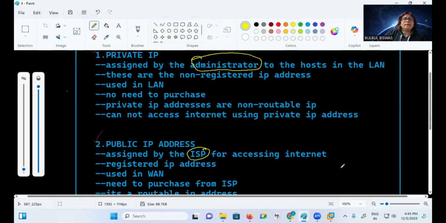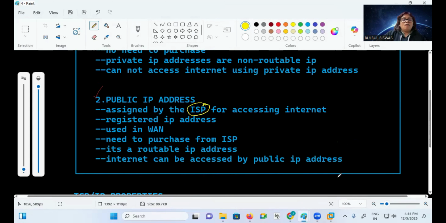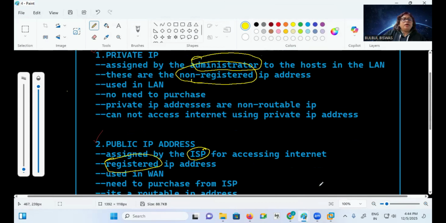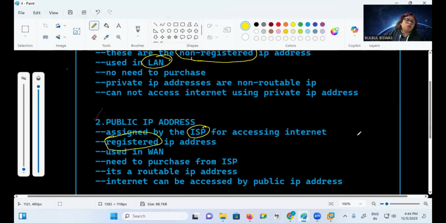Second, this private IP is a non-registered IP, meaning there is no registry maintained for this IP address. But of course, remember, public IP addresses are registered and maintained by the ISP. This private IP we use in a LAN. While configuring the LAN, we assign it to the LAN hosts. But always remember, the public IP address is used while we are accessing the internet. If we don't have a public IP, we cannot access the internet.